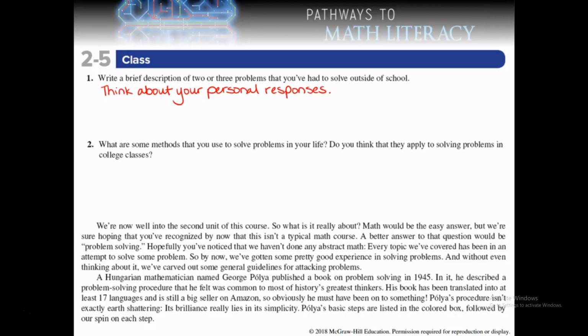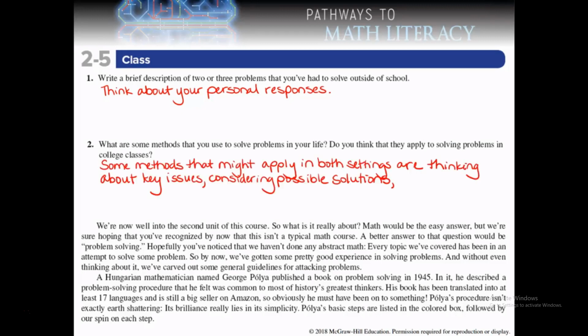In number 2, what are some methods that you use to solve problems in your life, and do you think that they apply to solving problems in college classes? This is again a personal question, so you need to think about the methods you've used in your own life. However, some methods that might apply in both your own life and college classes would be things like thinking about key issues in the situation and considering possible solutions, choosing one of those solutions and carrying it out, and then reflecting back on how well it worked.